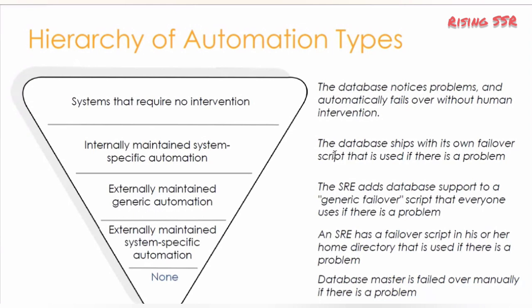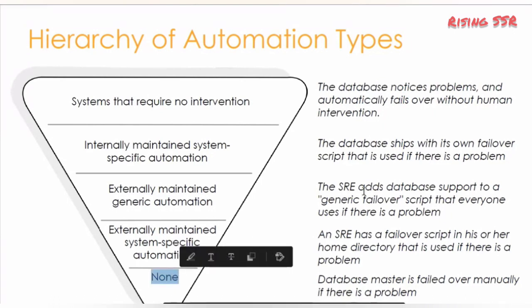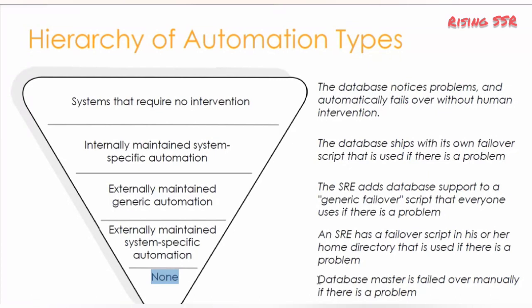Here in this particular slide, you can see how the automation has been implemented. So this is a kind of pyramid, right? At the very bottom, if you see, it is mentioned as none. So we are talking about an example of database failover. So let's say that if we have to fail a database, in the absence of automation, how can we do that?